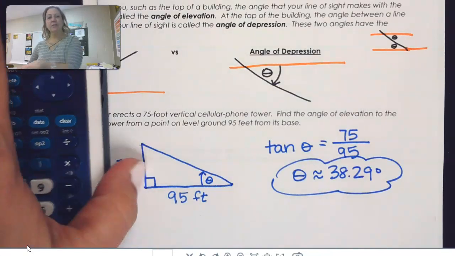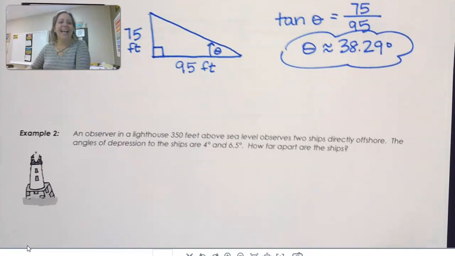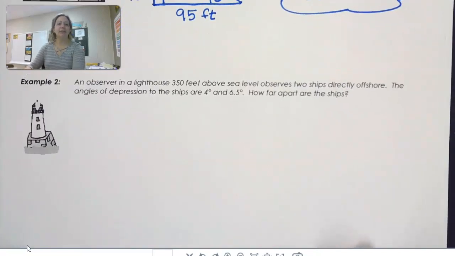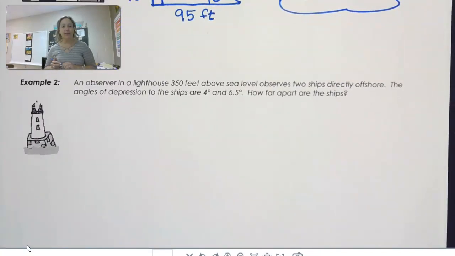Okay, so let's spruce it up a bit. Example 2 says an observer in a lighthouse that is 350 feet above sea level observed 2 ships directly offshore. The angles of depression to the ships are 4 degrees and 6.5 degrees. How far apart are the ships?